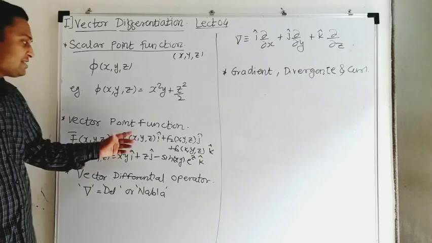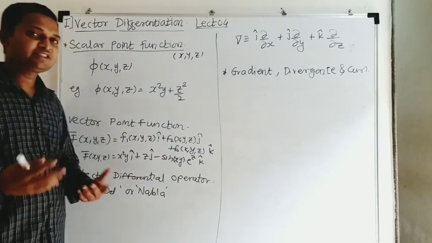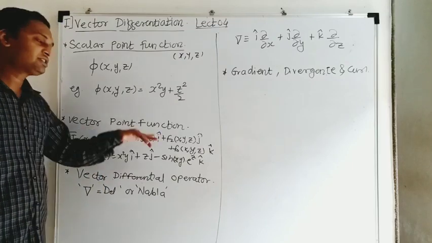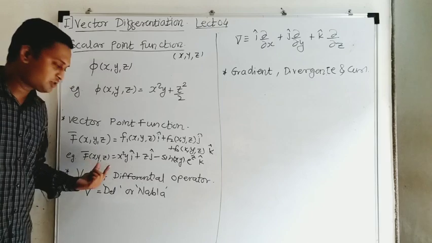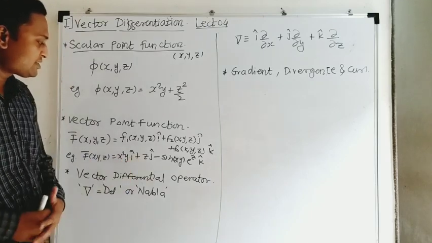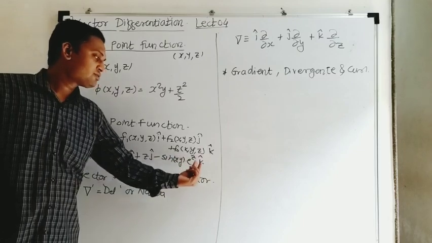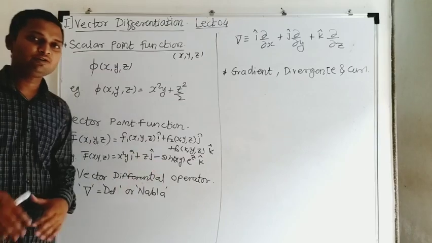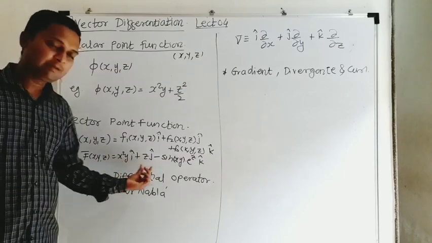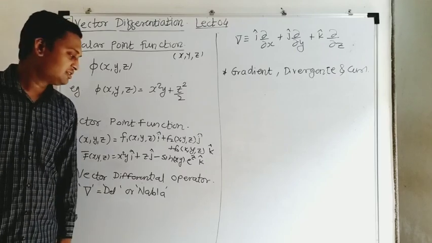F bar is just the vector. Whenever we consider any point, we get some vector there, and that's why it is called a vector point function. One example I have written here: F bar of x, y, z equal to x square y i cap plus z j cap minus sin xy into e raised to z k cap. Whenever this type of function comes in front of you, it is nothing but a vector point function, that you must know.